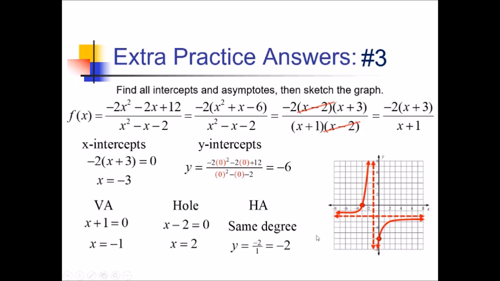And then I don't want to forget about the hole at x equals 2. So at x equals 2, I'm just going to go to whatever part of my graph is at x equals 2, like right here, and just put that open dot right on there, and this one is done.